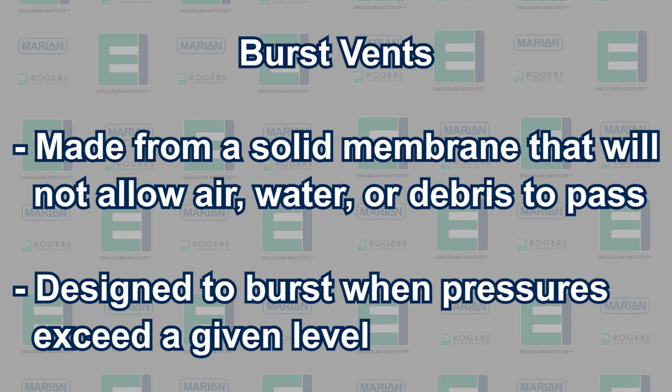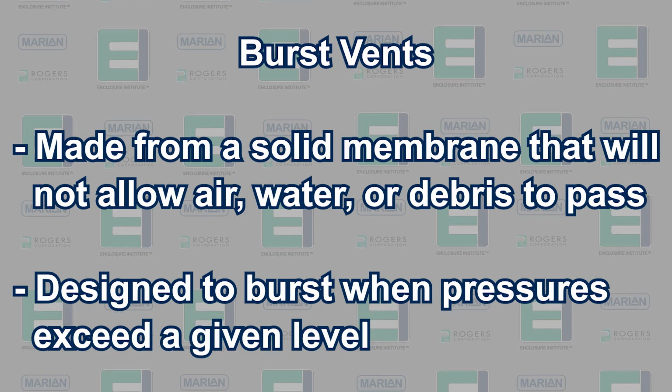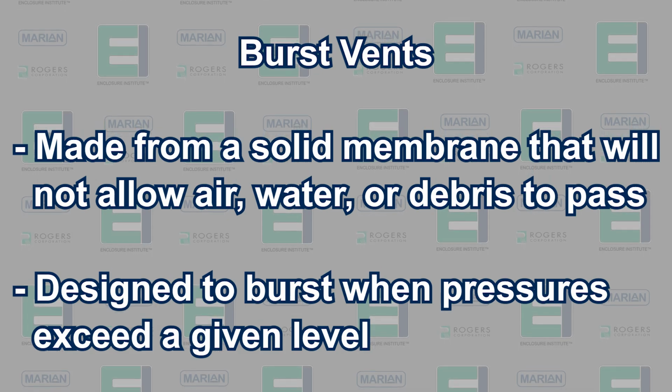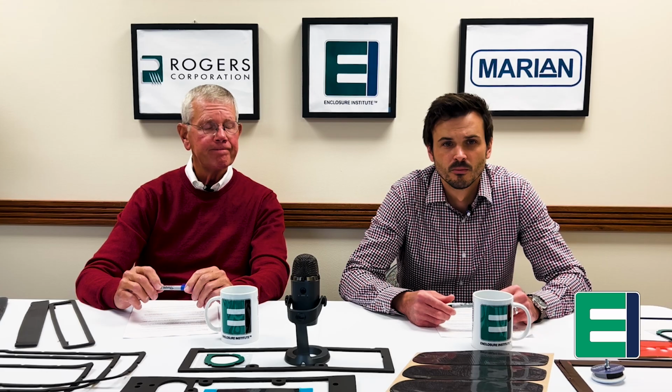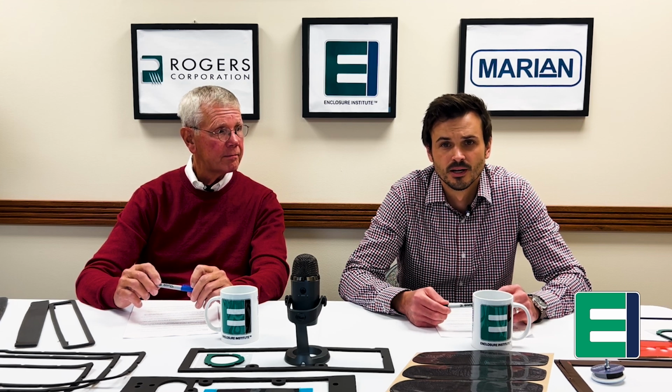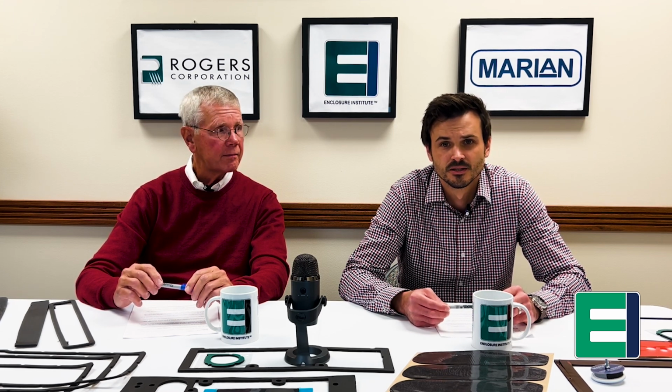A good example of devices that need this type of vent can be found in the cells of large automotive batteries or other energy storage systems. Burst vents help to mitigate thermal runaway events when temperatures reach dangerously high levels, causing the internal pressures to spike.